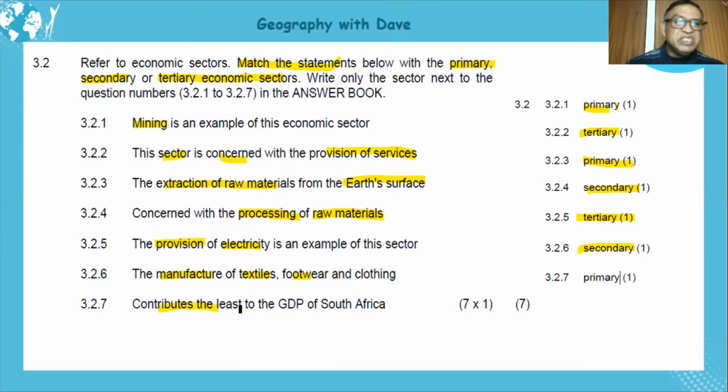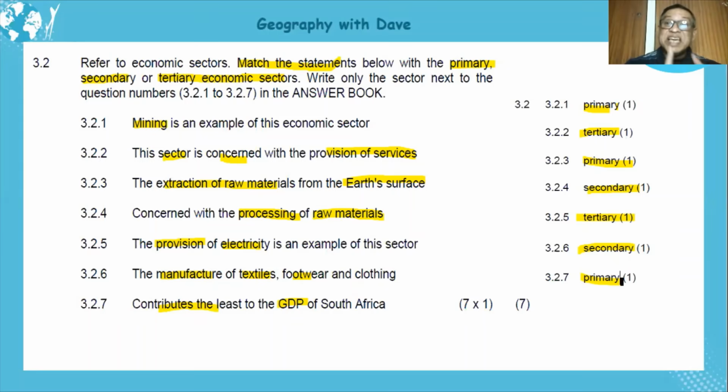Contributes the least to the GDP, an out-of-the-box question. All right, you would have done things in class regarding the GDP, and in there you would have done that the secondary, tertiary sector contributes more. Okay, and from your studies, the examiners put a question like that, and of course, it is primary that contributes the least. Okay, 7 out of 7. Nothing less, learners. 7 out of 7.